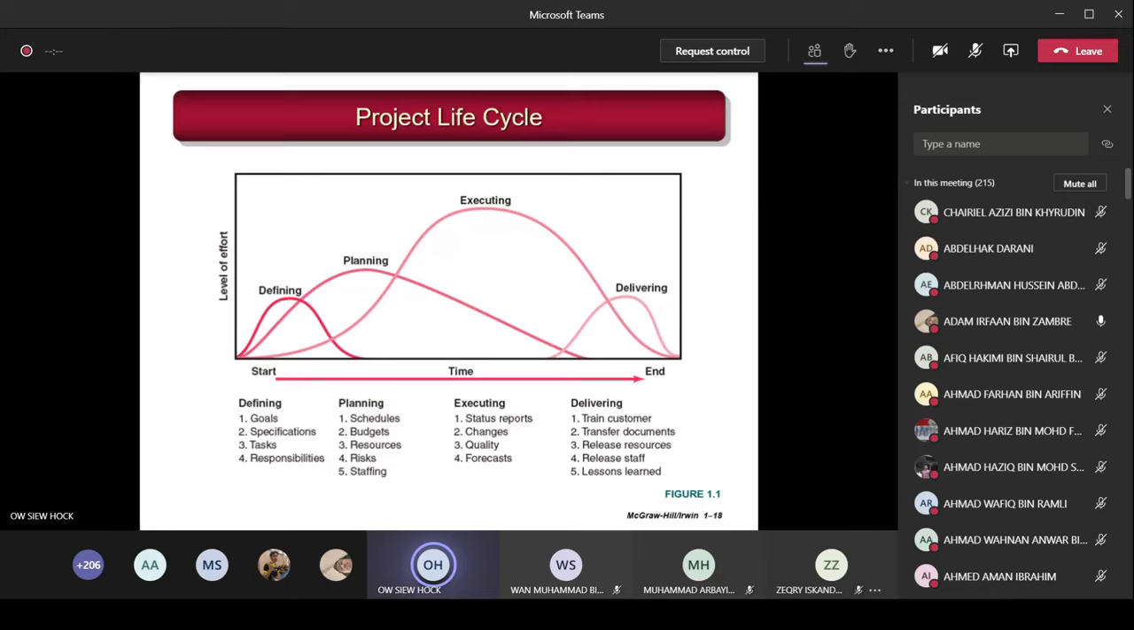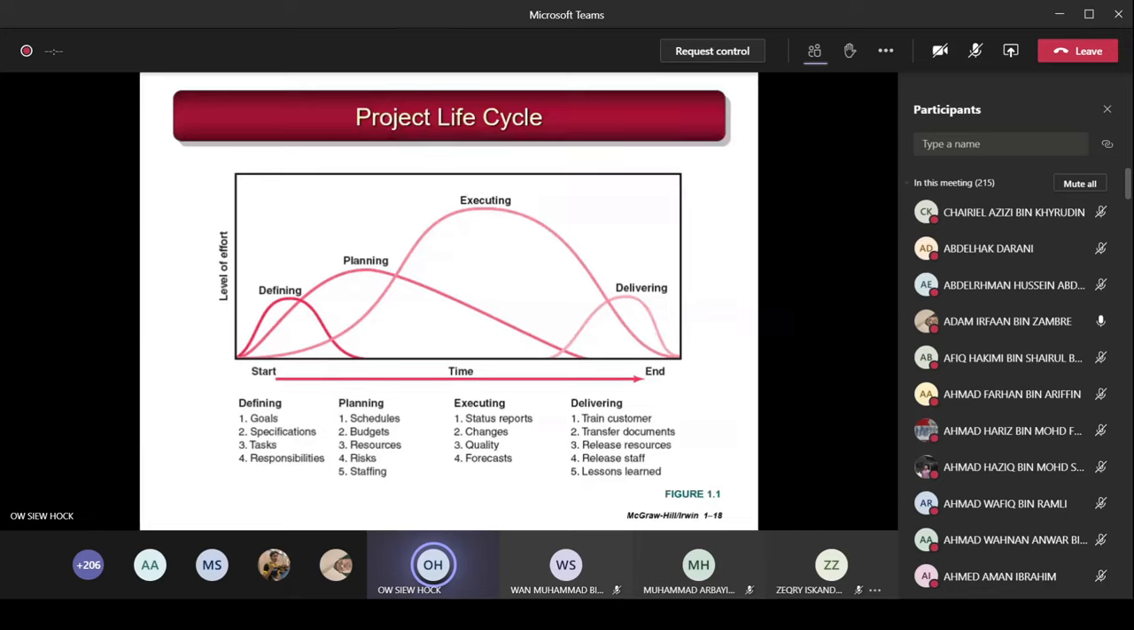The planning phase will cover scheduling. You will schedule which task starts when and ends when, the budget, how much money you need to allocate for each of these phases, and then resources, the materials and equipment needed to carry out the project, and risk. Every project has a risk, that means something unexpected may happen that may affect the progress of the project. And also staffing: who are the right people to assign to a particular task? Who needs to be sent for training first?